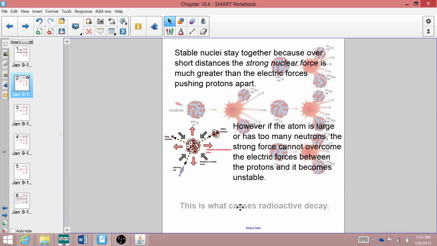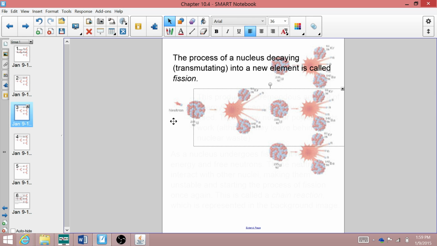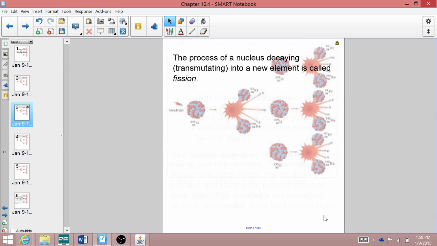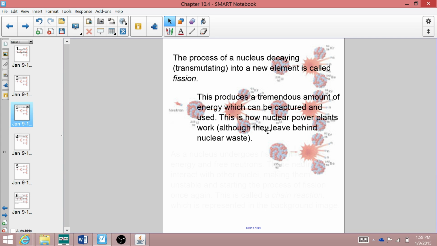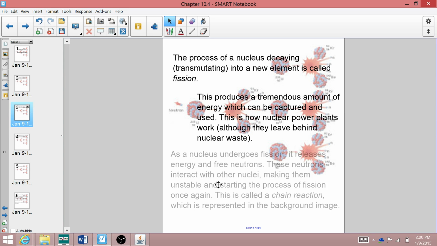And this is what causes radioactive decay. When a nucleus decays, it falls apart and it transmutates into a new, smaller element. And this is called fission. Fission produces a tremendous amount of energy as it breaks down from one large nucleus into two smaller pieces. This is how nuclear power plants work, although a big downside to this is that they leave behind nuclear waste.